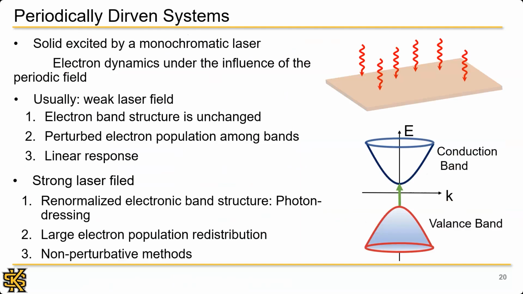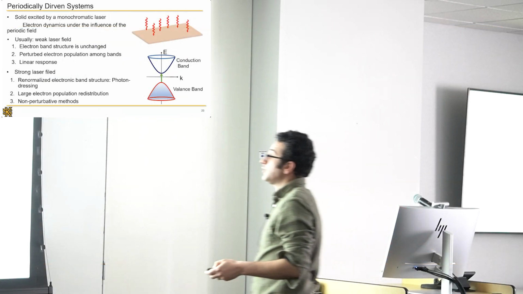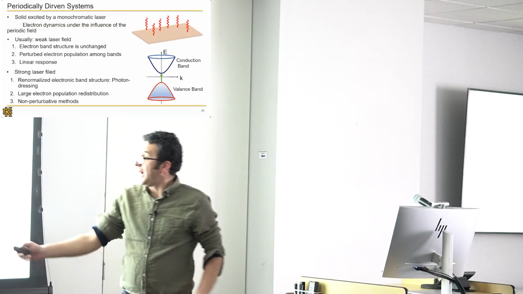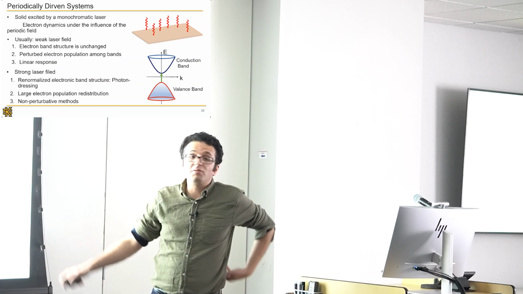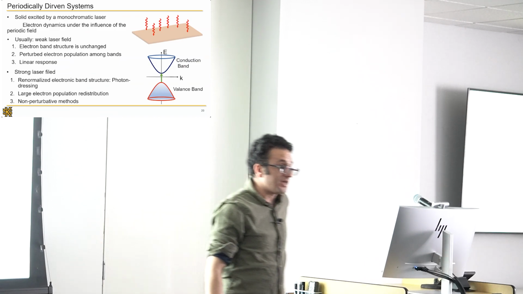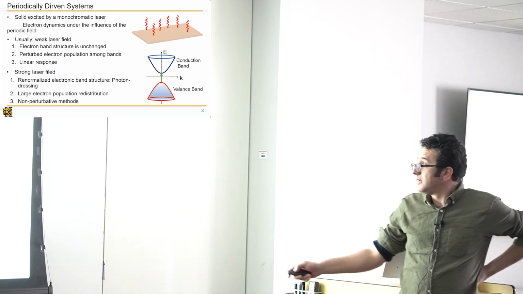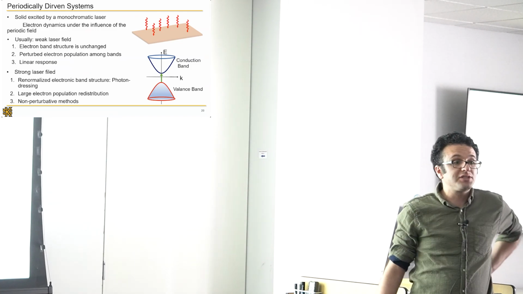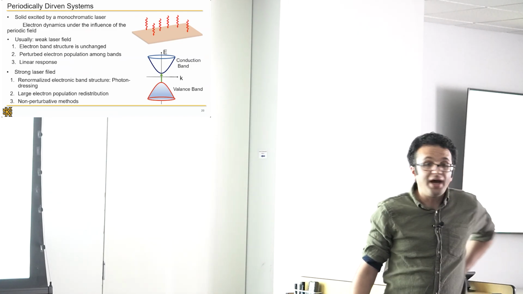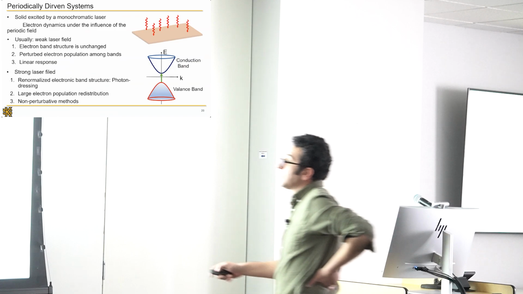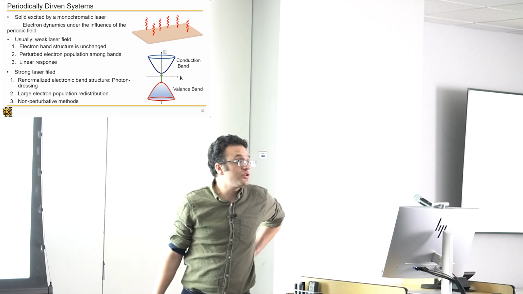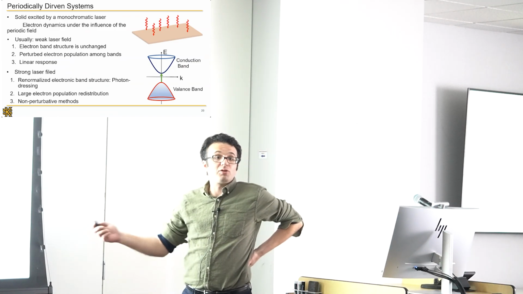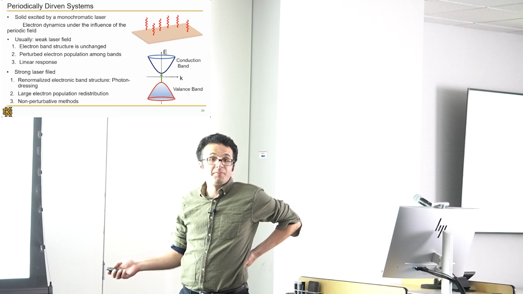But now, if I have a strong laser field, that's not the picture anymore. I have a strong band renormalization due to photon dressing, and I have a large electron population redistribution. So I cannot use perturbative methods anymore. I should use non-perturbative methods in order to describe what's happening in my system.